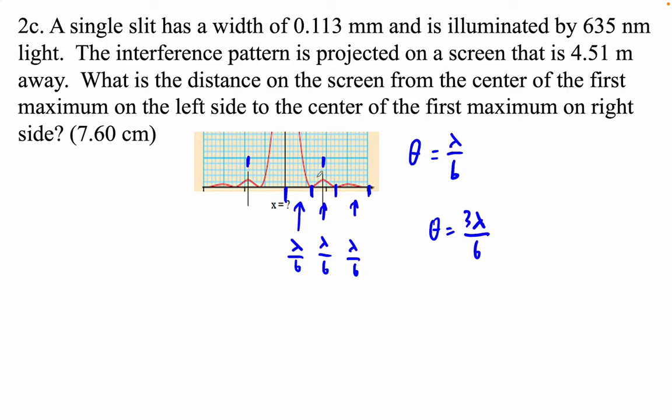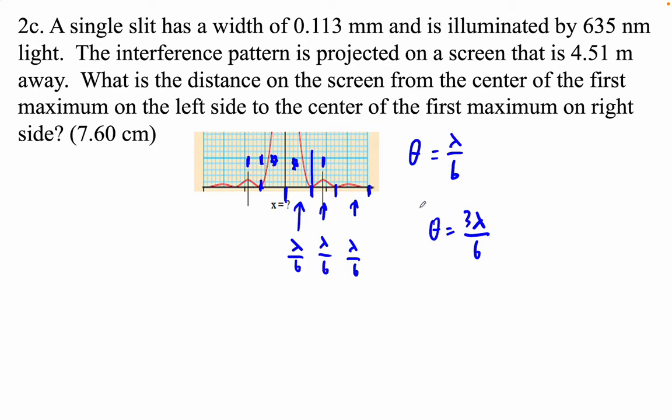And here's why. Here's half a lambda over b. Here's a whole lambda over b. Here's a whole lambda over b here. So it's 2 whole lambda over b's plus 2 half lambda over b's. Okay? So we're going from the center of the first bright maximum on the left side to the center of the first bright maximum on the right side.